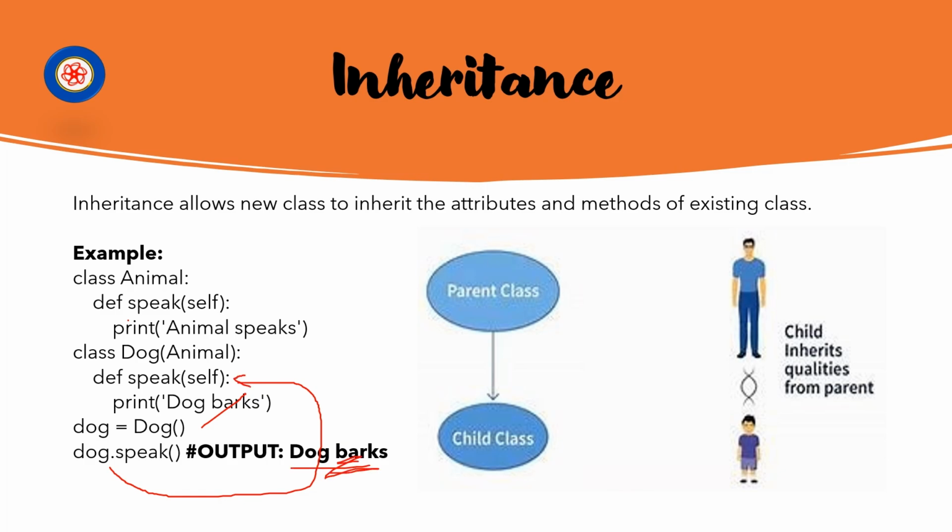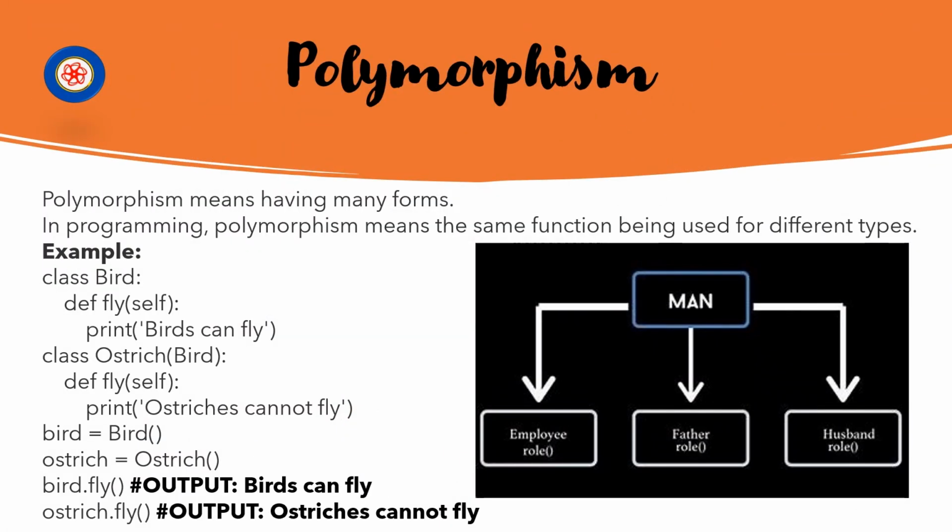Next up, polymorphism. Polymorphism simply means having many forms. It allows methods to have the same name but behave differently based on the class they belong to. If you see this picture, here a man is playing three different roles based on the situation they are in, which means the same function is being used for different types.